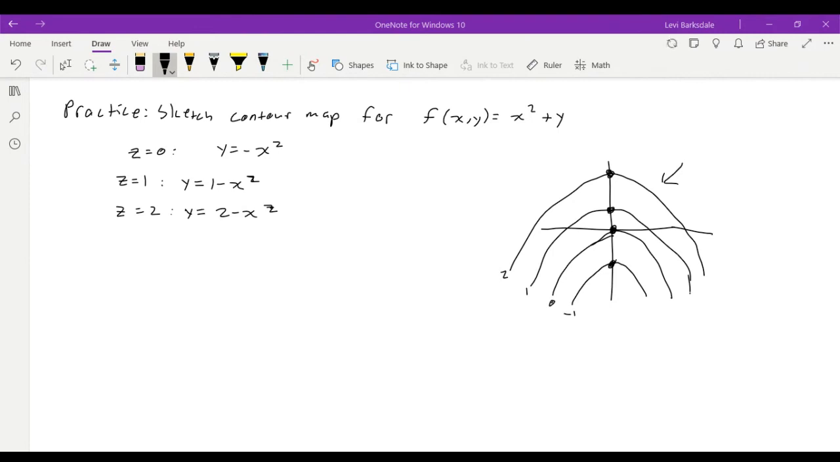Let's see if I can pull up a 3D graph for this one really quick. Just a moment.